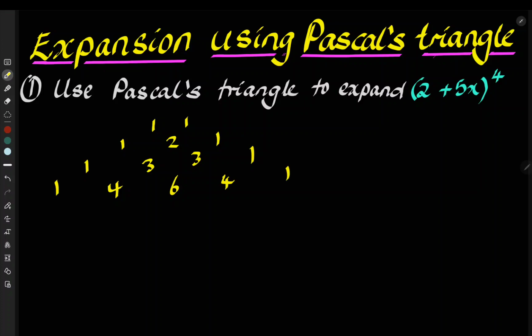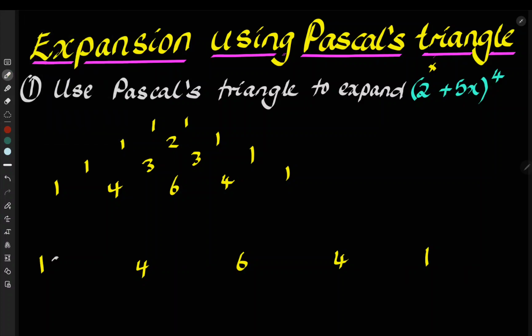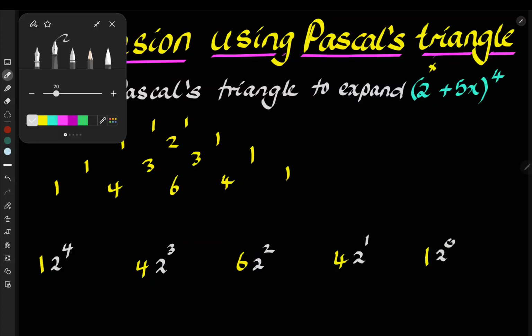So now we want row 4. In this case, our coefficients are 1, 4, 6, 4, and 1. So we have got 5 terms. Remember, the 2 will be written from left to right in descending powers of that 4. So we start with 2 to the power 4, then 2 to the power 3, then 2 to the power 2, then 2 to the power 1, and lastly 2 to the power 0.